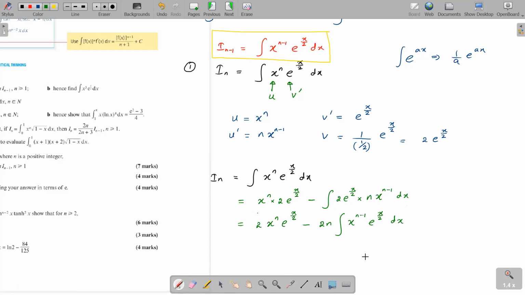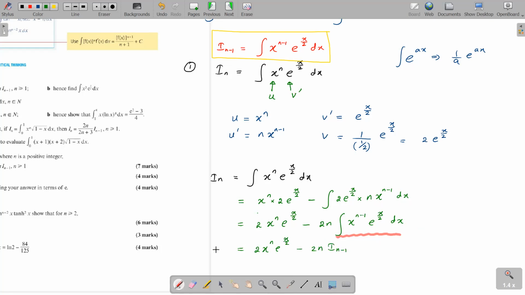Do you see? Now who is this? I_(n-1) is the integral of x to the power n minus 1 e to the power x over 2. It must come with the integration sign. Do you understand? So along with the integration, I have this full thing here. So this is what? I_(n-1).